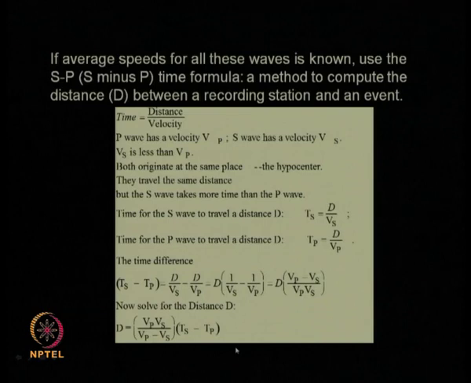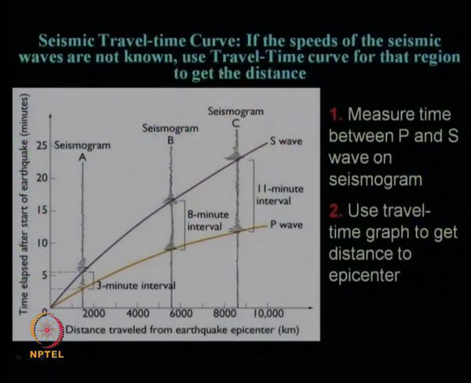Then it has to travel not only through the crust, but also through the mantle. And we have seen there is a certain change or jerk, and the velocity in the mantle changes. So, we do not know how far it has traveled in the thickness of mantle and crust. In that case, where we do not know the velocity of Vp and Vs, the seismic travel time curve method, which I am showing here, will be applicable.